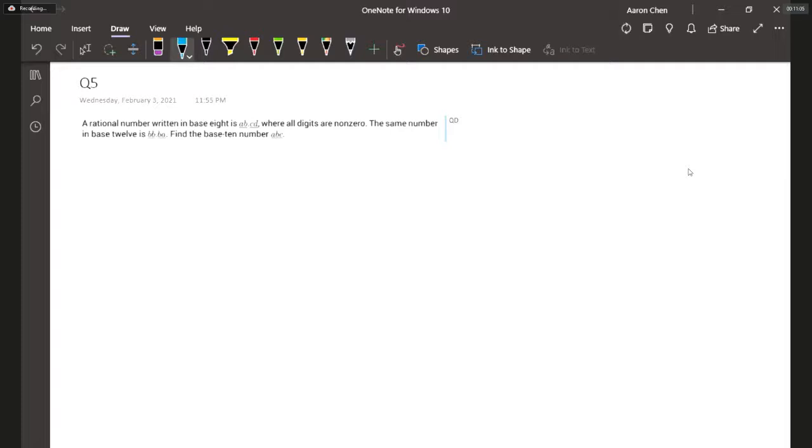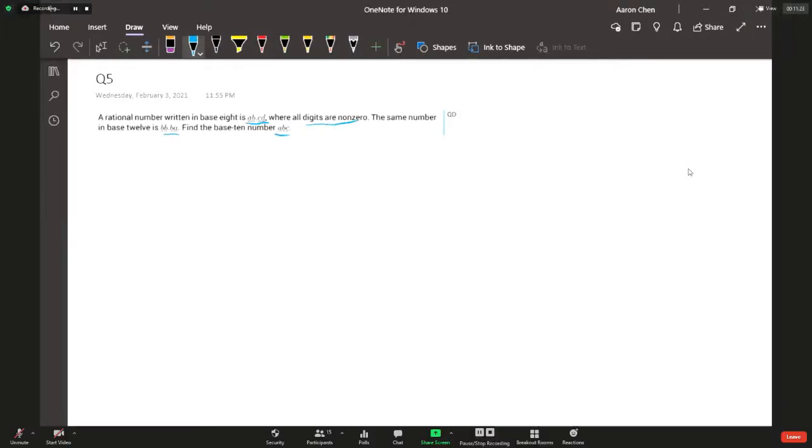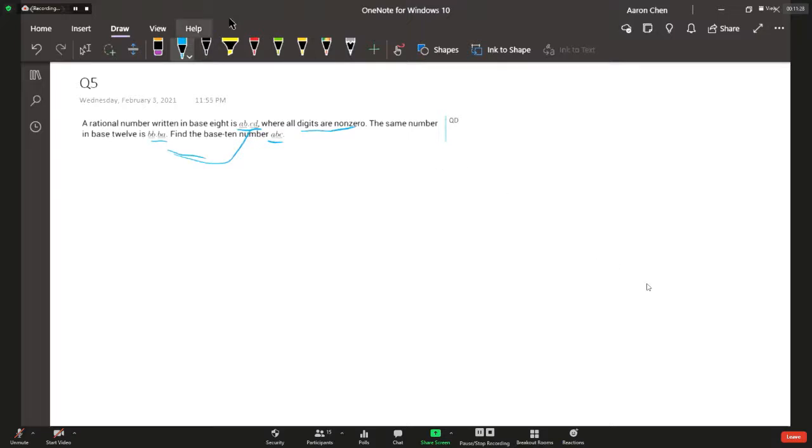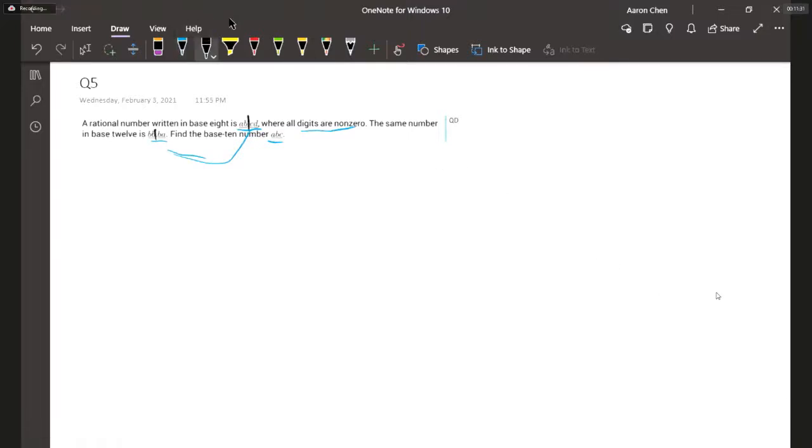So you have a rational number that's written in base 8 as ABCD, and all the digits are non-zero. And the same number in base 12 is BB.BA. And so you want to find the 3-digit number ABC. You can look at these two numbers and you can see that the parts before the decimal points must be equal to each other, because the parts after the decimal point must in total have a sum of less than 1.